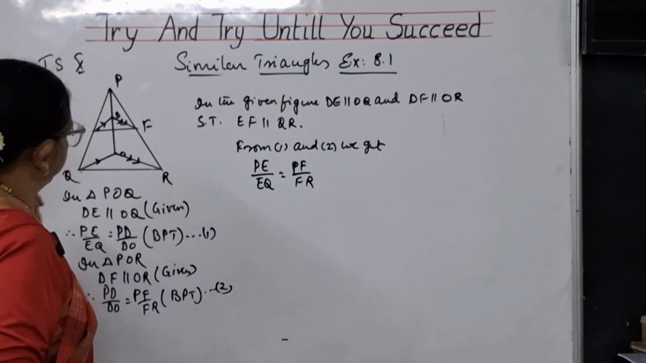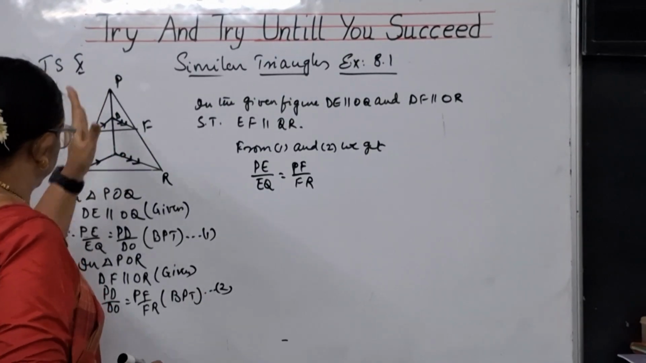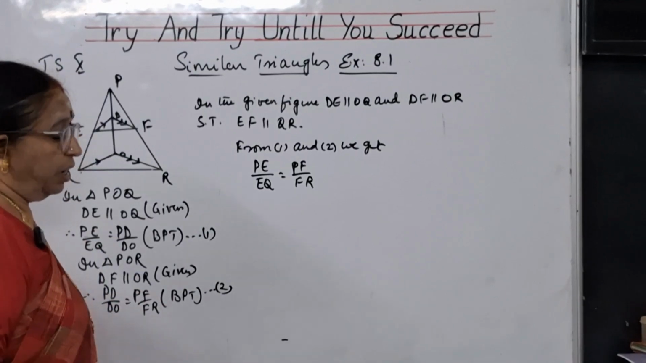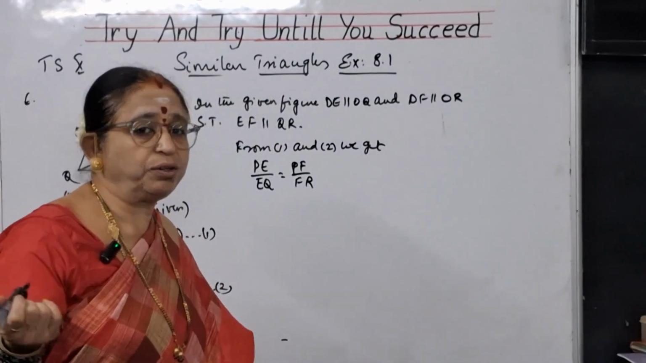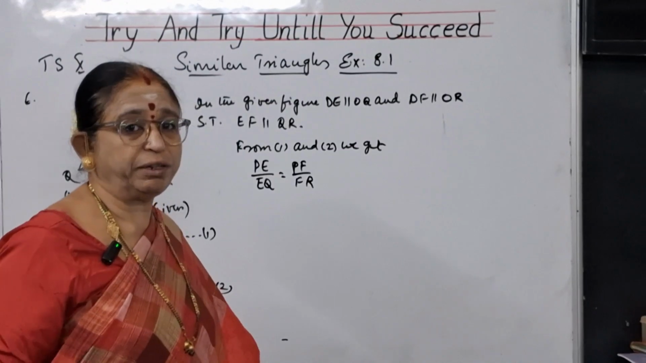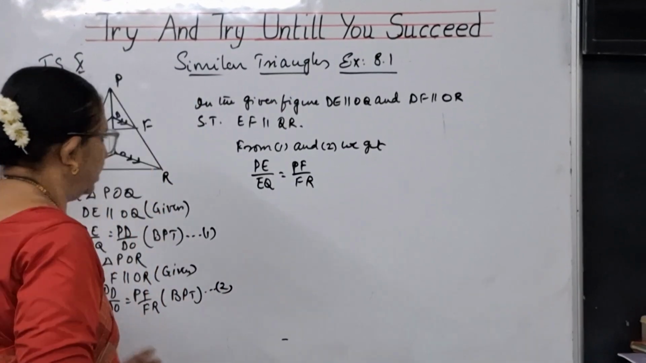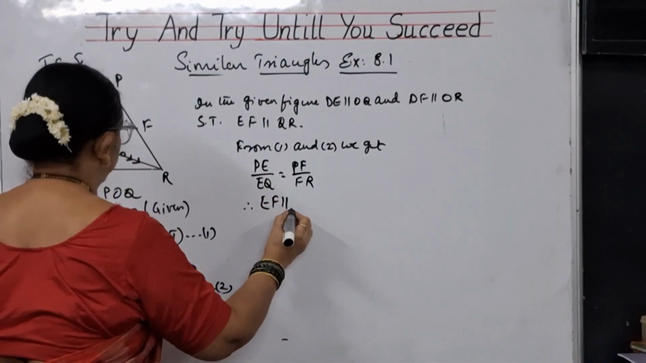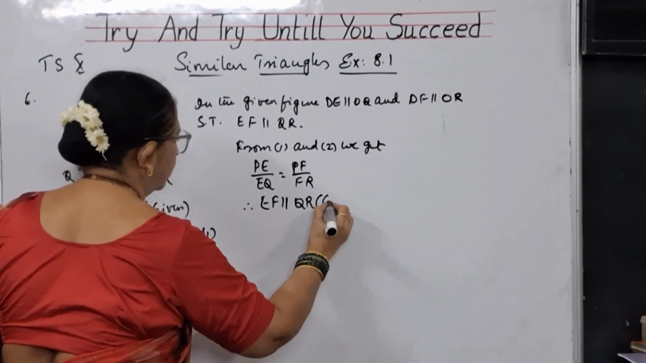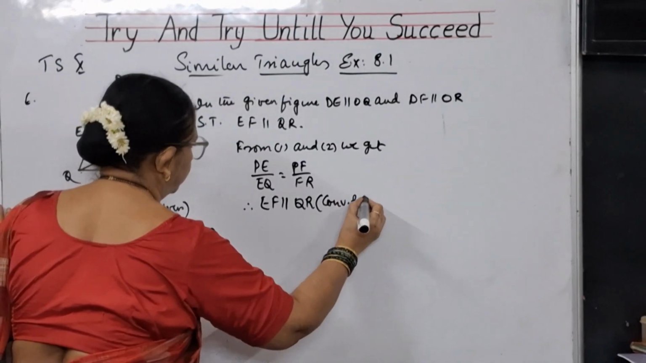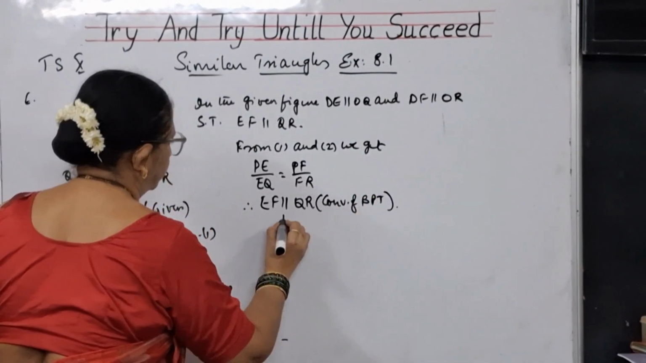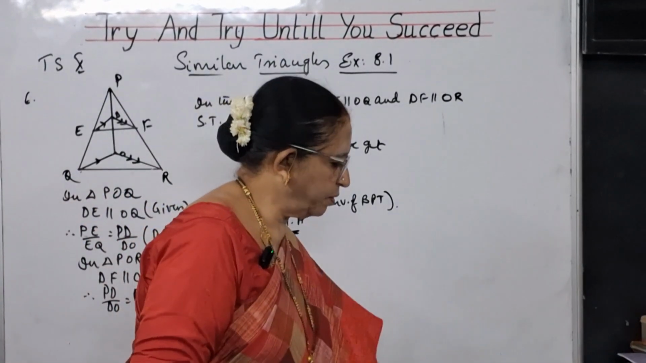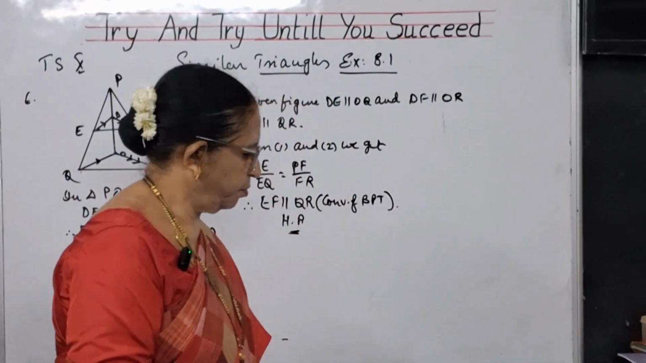That means EF is the line which is dividing two sides of a triangle in equal ratio. When a line is dividing any two sides of a triangle in equal ratio, then it is parallel to the third side, basing on converse of BPT. Therefore, EF is parallel to QR basing on converse of BPT. Hence, proved. So this is the one, children. Please copy.